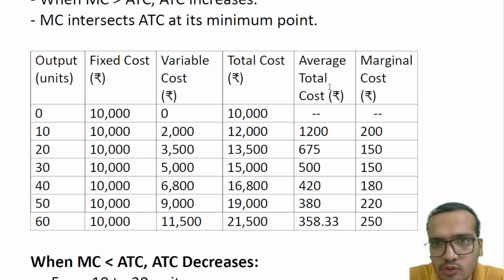Then comes our average total cost, which in the first case, since the denominator is 0, we have not calculated here. In the second case it will be 12,000 divided by 10, that is 1200. Similarly in the third case 675, 500, 420, 380 and 353. Similarly we will be calculating marginal cost. It is nothing but the difference in the total cost divided by the difference in the output. So in our first case it would be 12,000 minus 10,000 divided by 10 minus 0, that is the increase in output. So in the first case it will be 200.